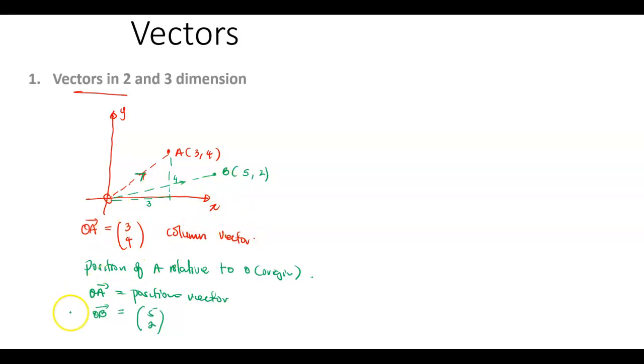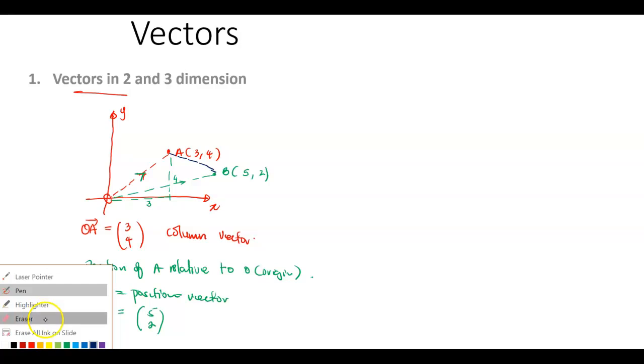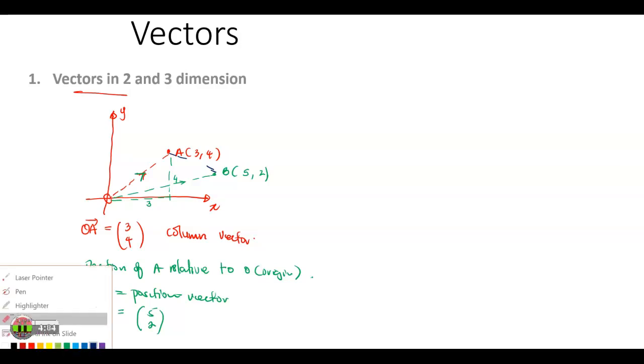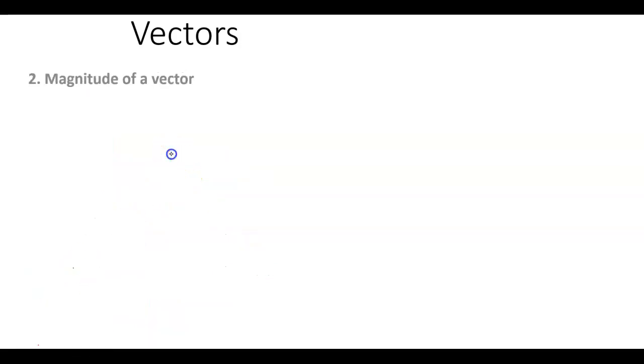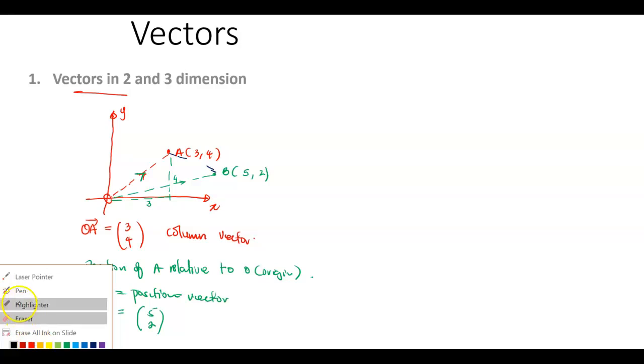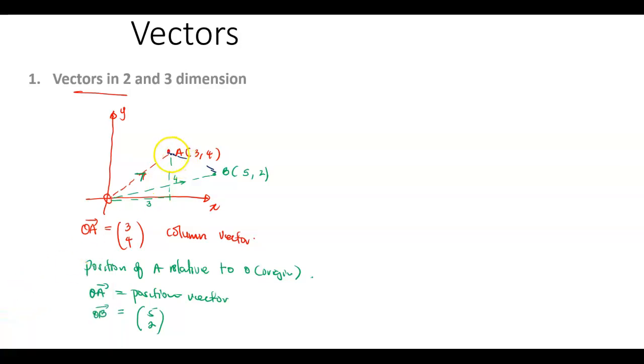Now we can even define another vector, which is going to be a vector from A to B. I can have that vector over here, from A to B. That's not a good line, I don't like it. A vector from A to B. You can have it over here.